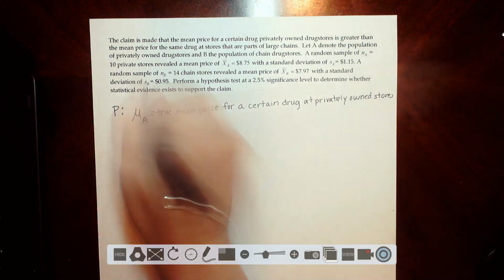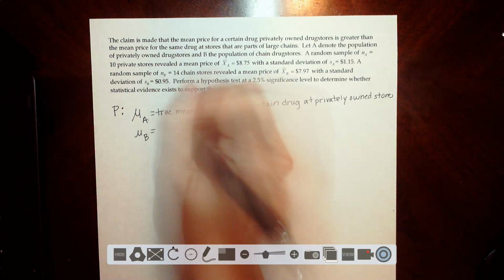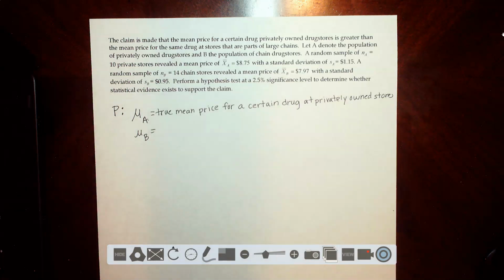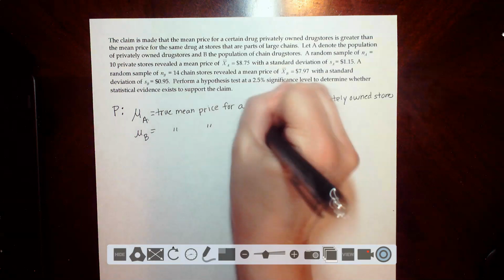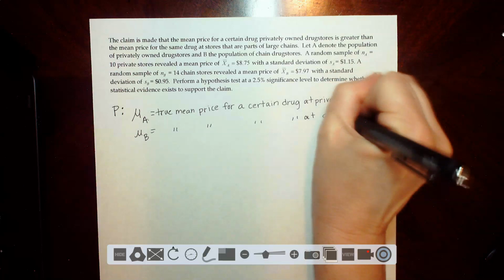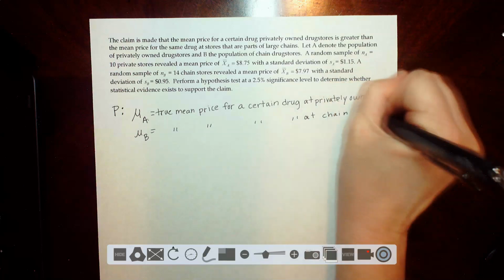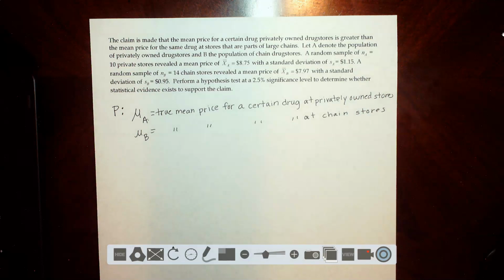Okay, and then for B, again here, this would have been P and C. I am in favor of little ditto marks in this, so true mean price for a certain drug. And I'm going to just change this to at chain stores. Okay, so I went ahead and I determined specifically what the populations are in this case.